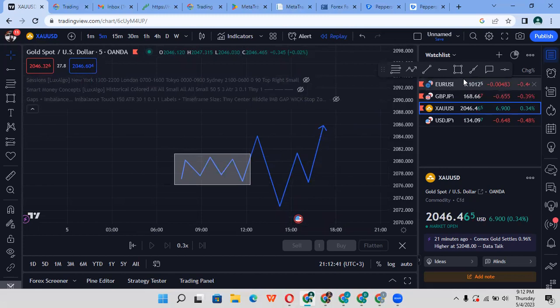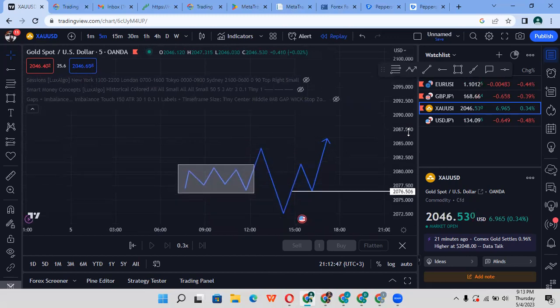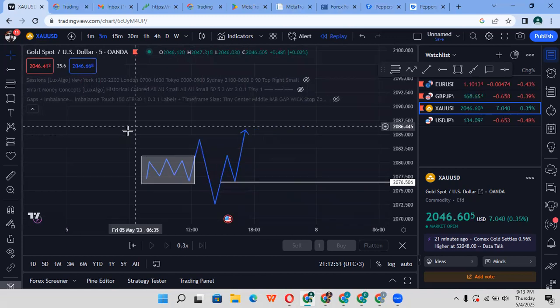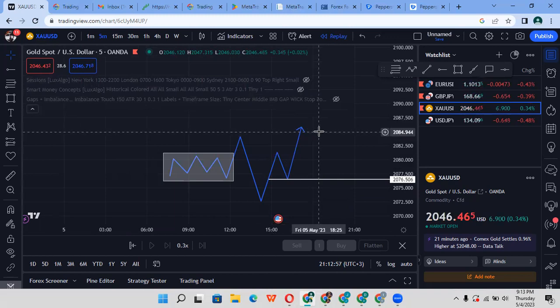So where do I get the trade? For me, my entry point will actually be this area here. This will be my entry point, right? This will be my entry point, targeting this zone. This is on buying. So let's take a look at some of the trades that I took today.